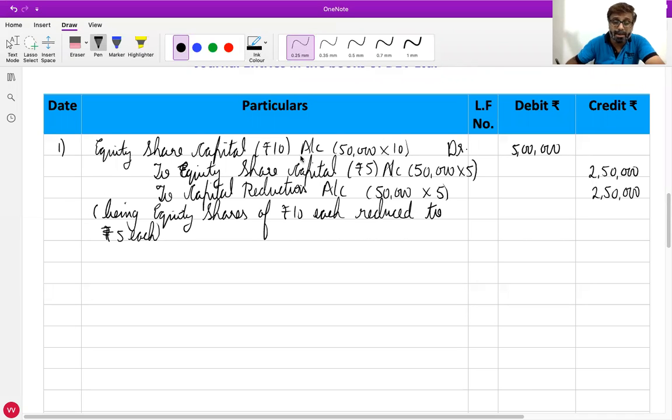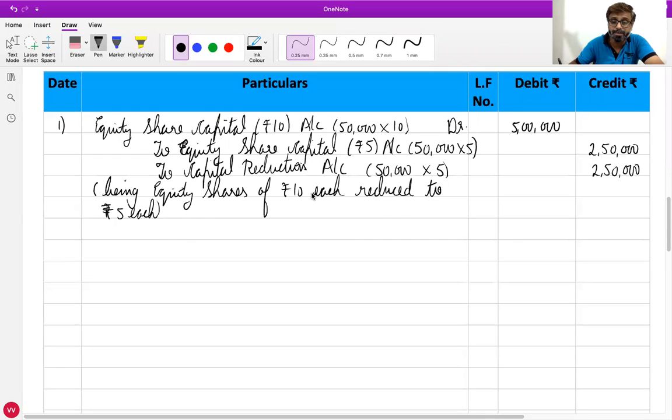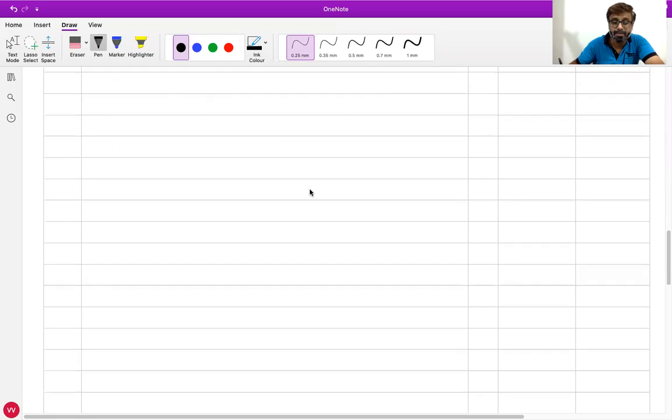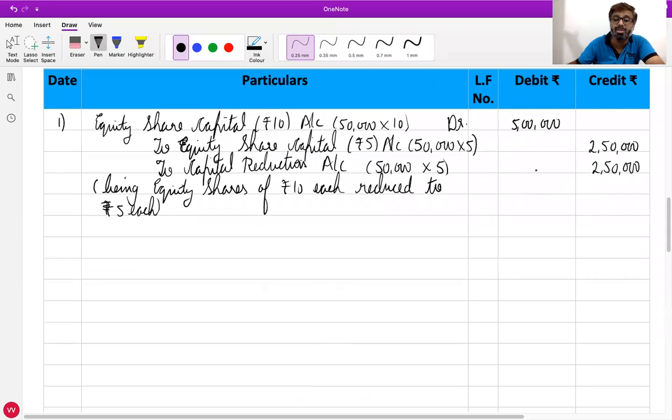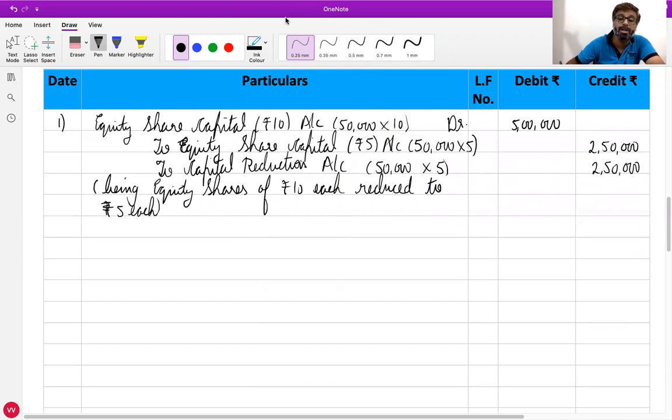Yes, sir. How will we do the posting in capital reduction account? On the credit side, To capital reduction means capital reduction on the credit side. What should I write? By equity share capital account. Opposite account, by equity share capital account. And what amount? 2,50,000, the amount of capital reduction. Very good, Heta. Mute yourself.